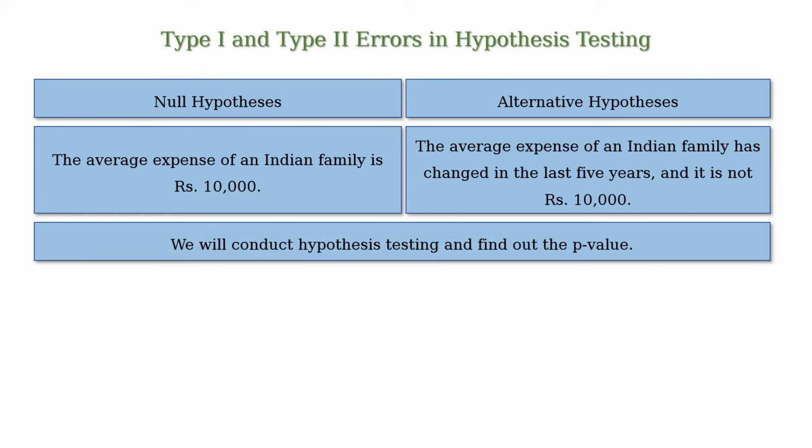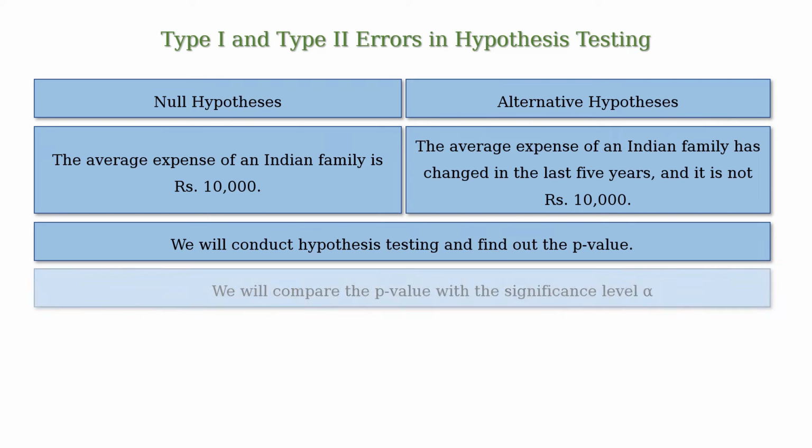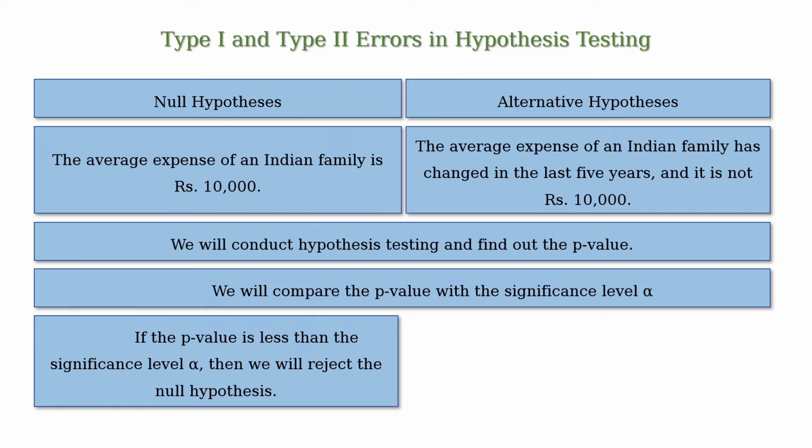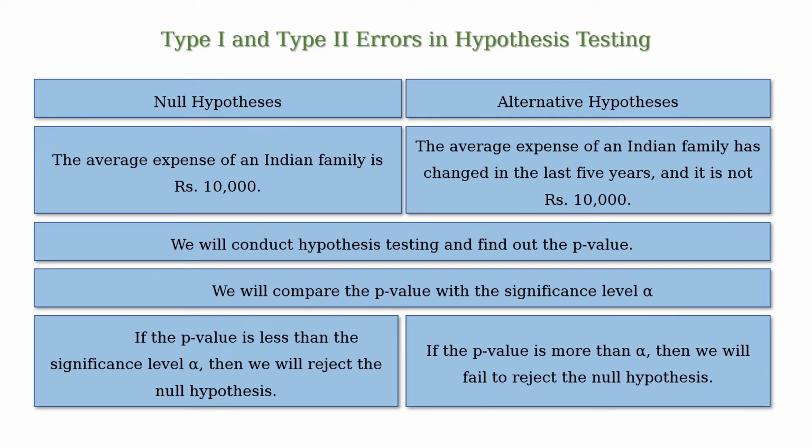So, we will conduct hypothesis testing and find out the p-value. Then, we will compare the p-value with the significance level alpha. We have already discussed what p-value and significance level are in one of our previous videos. The relevant link is provided in the description. Now, we know that if the p-value is less than the significance level alpha, then we will reject the null hypothesis. And if the p-value is more than alpha, then we will fail to reject the null hypothesis.